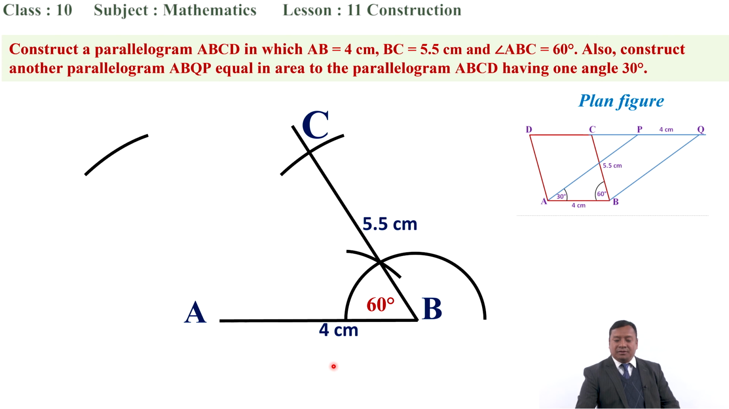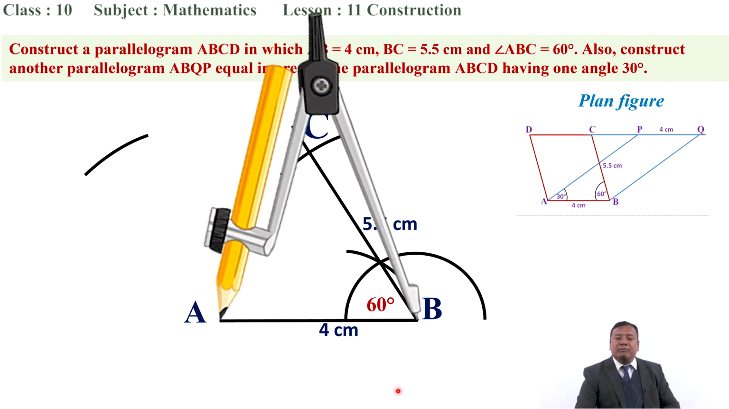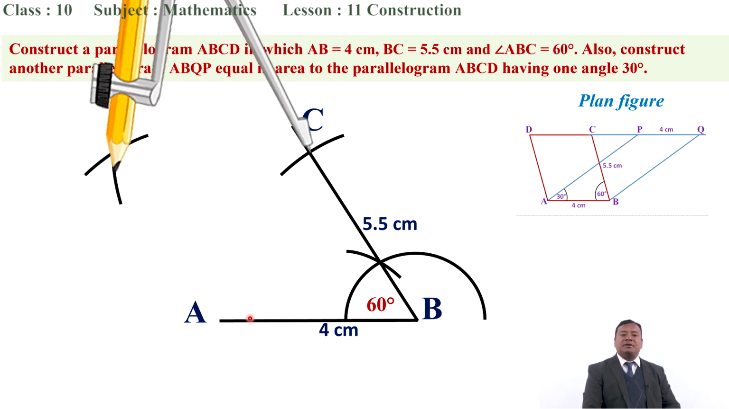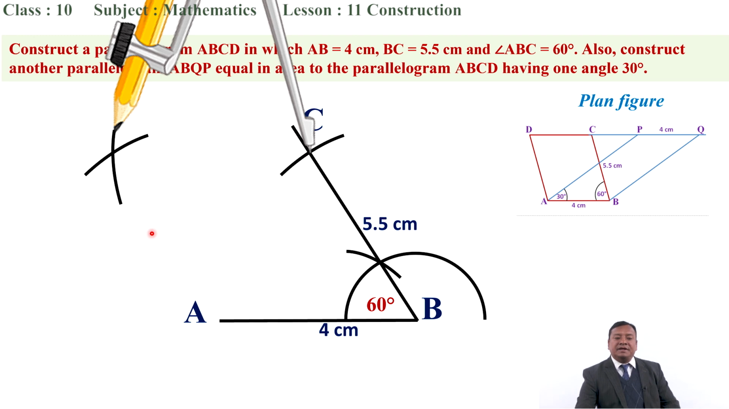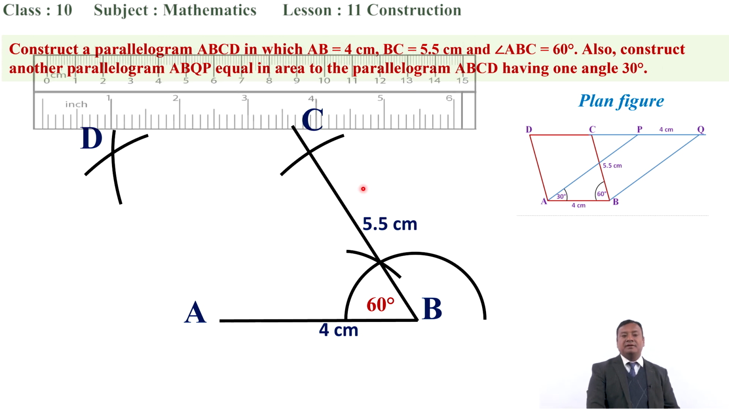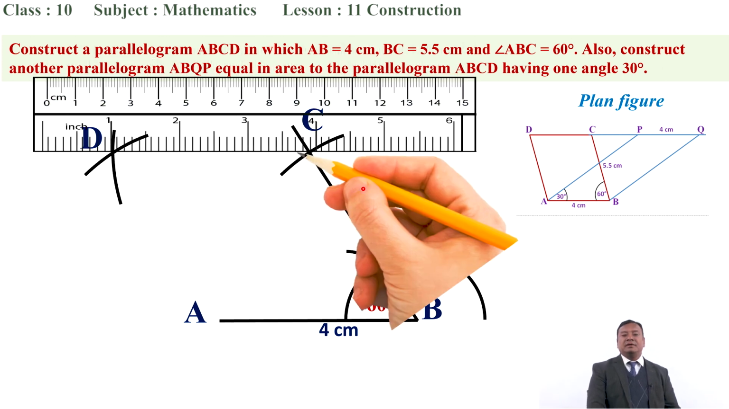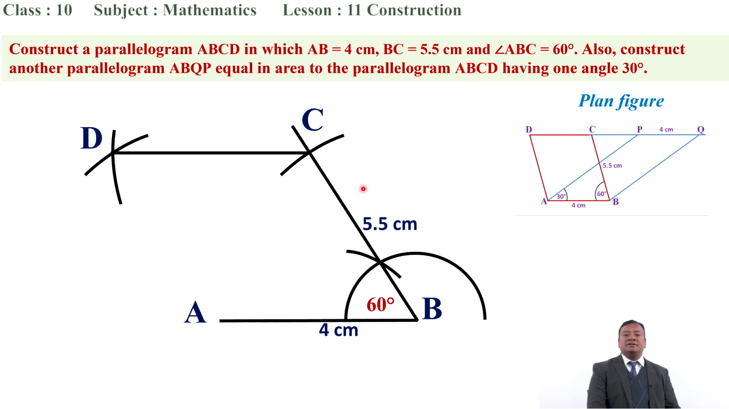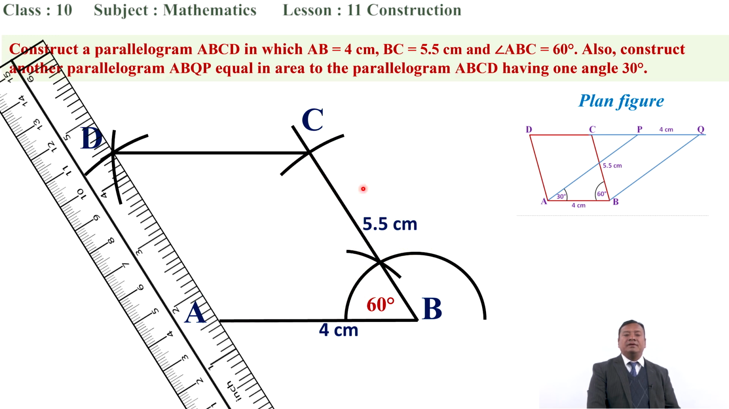For this you can put your compass this way. This is 4 centimeter we have. So from C point now you cut off an arc, and these two arcs must intersect, okay? And this intersecting point, we can say it is D, right? Now we have to join AD and CD. Join D and C as well as join A and D.